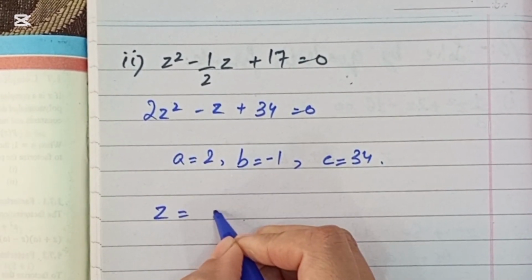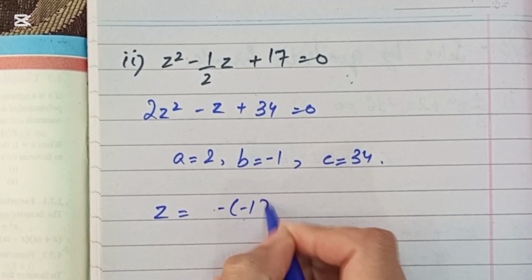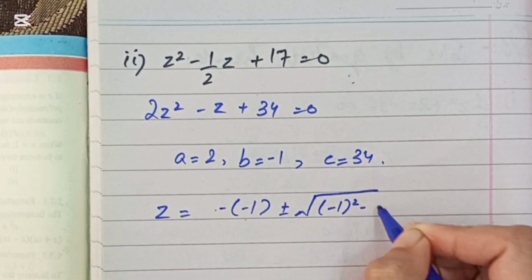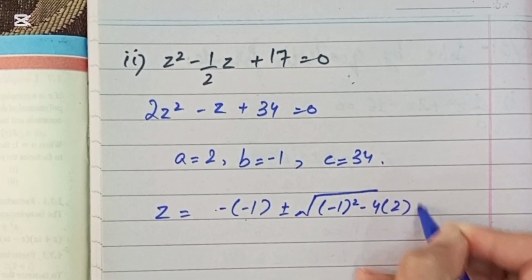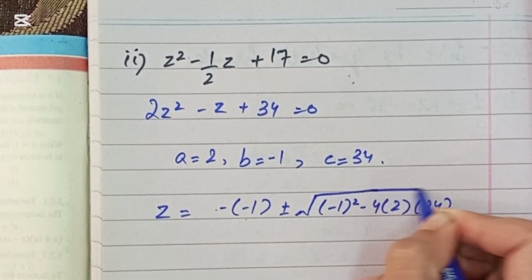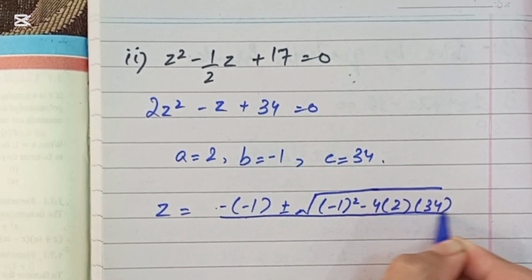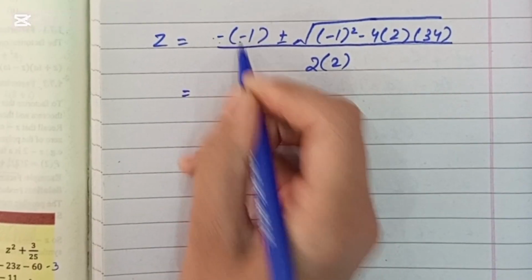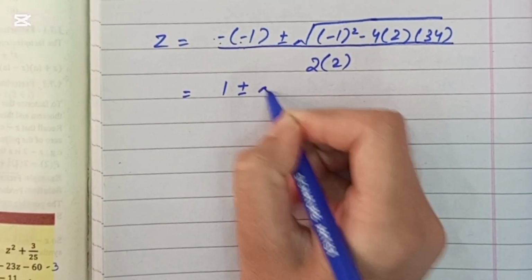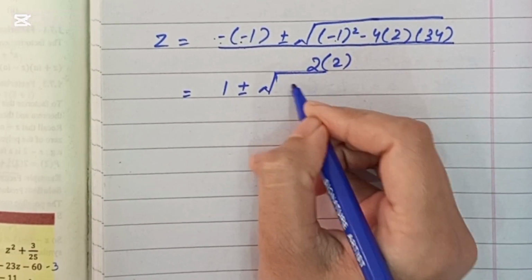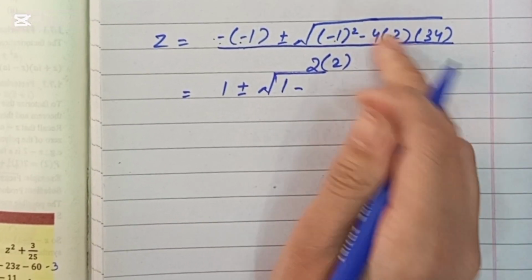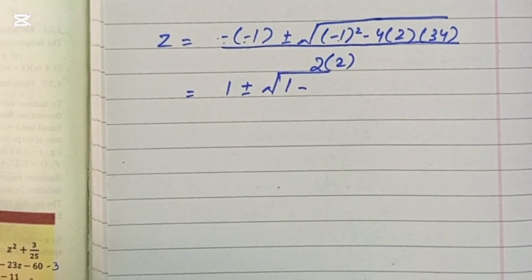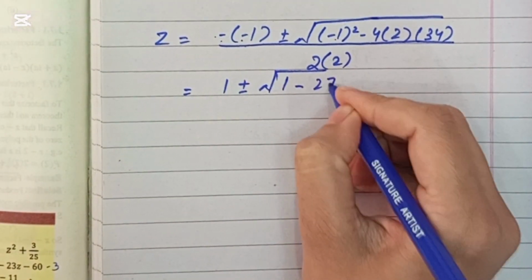Formula minus b, square minus 4a and c. The whole is going to be divided by 2 into a. Minus minus is plus, that is plus 1. Minus 1 square is 1. Minus 4 into 2 is 8. 8 into 34 is 272.